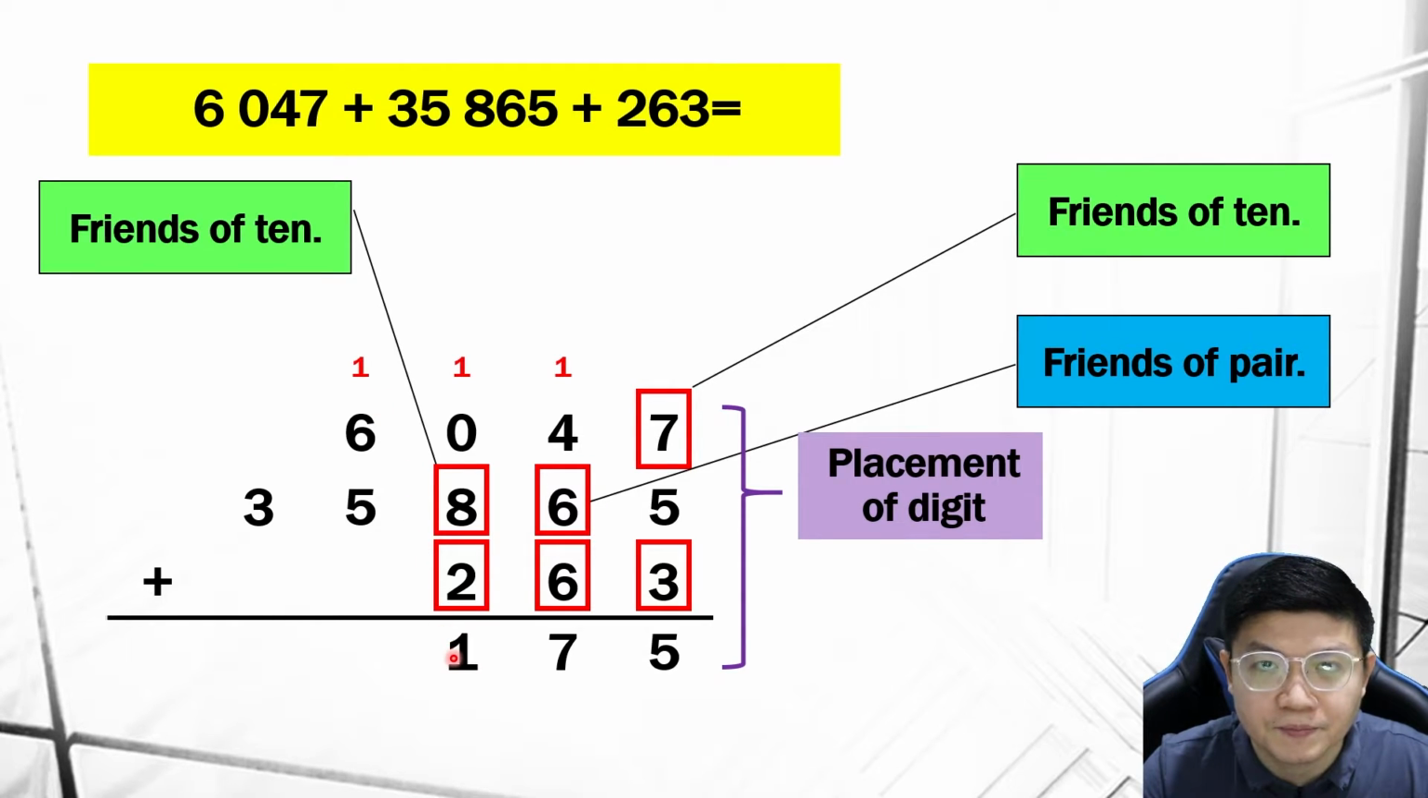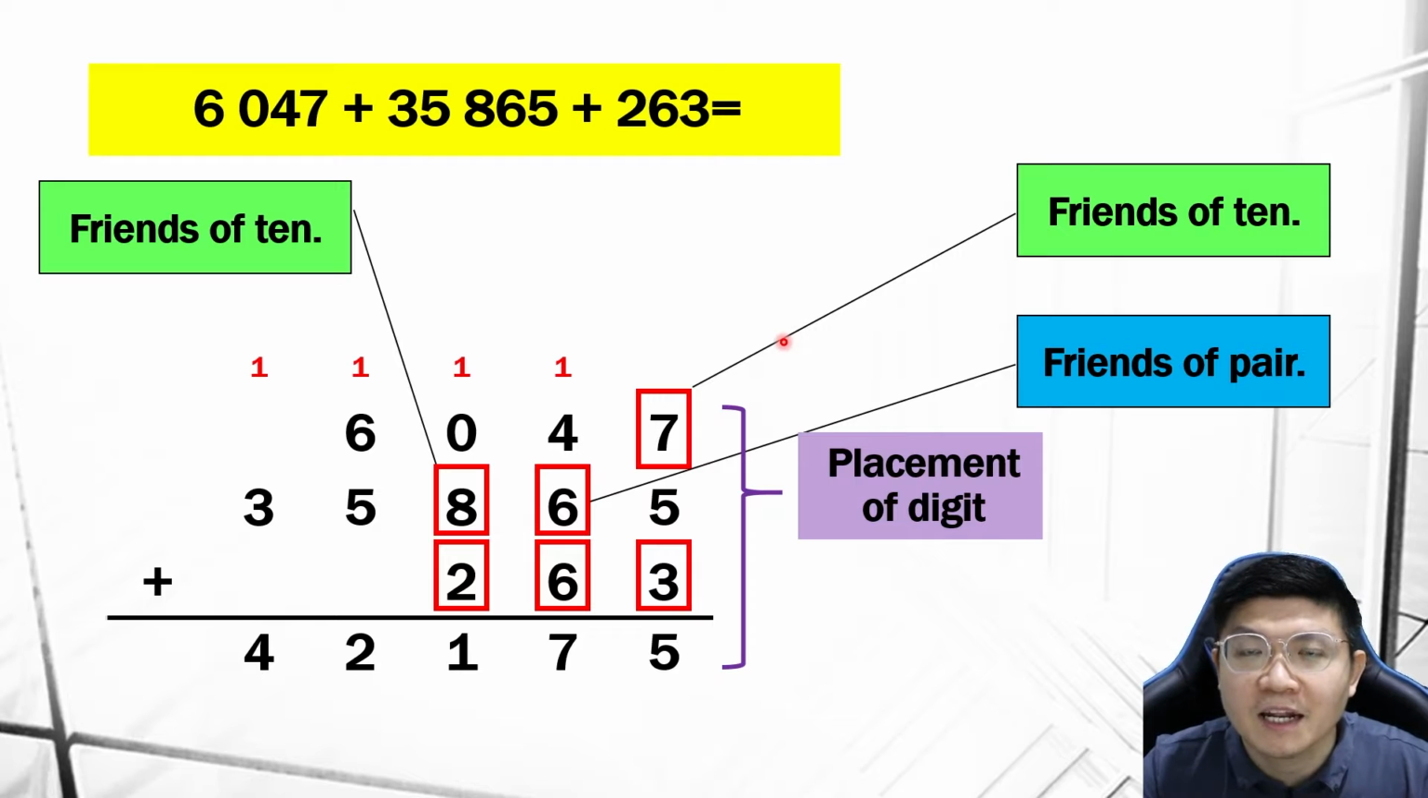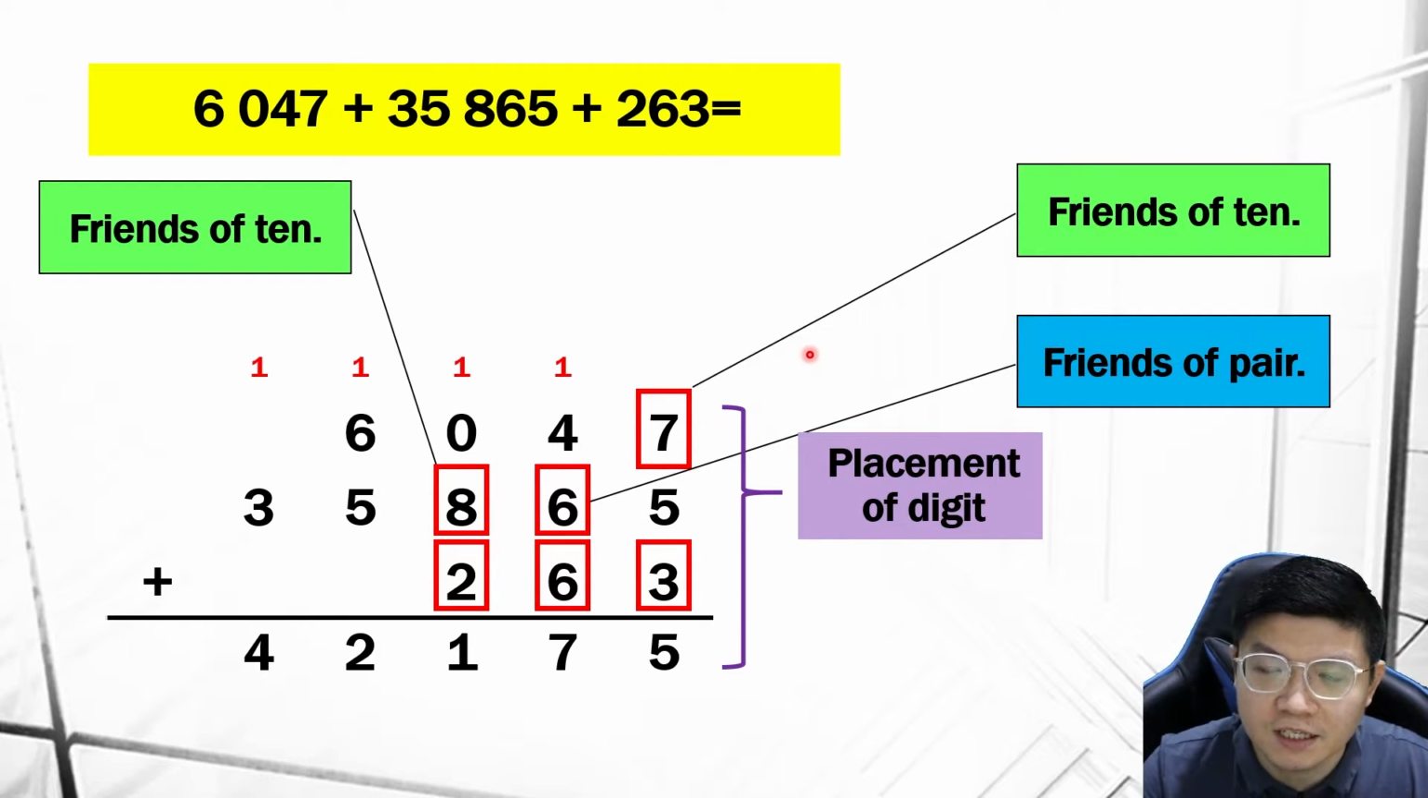1, 1. Now, 1 plus 6 plus 5, you can add from the bigger number because there are actually no friends of pairs, no friends of tens. So add from the bigger number. 6 plus 5, 11. 11 plus 1, 12. So 1 and 2. Lastly, 1 plus 3, which is 4. Now, this is how you do the addition, by using the tips: adding from the bigger number, friends of tens, friends of pairs, and also placement of digits.